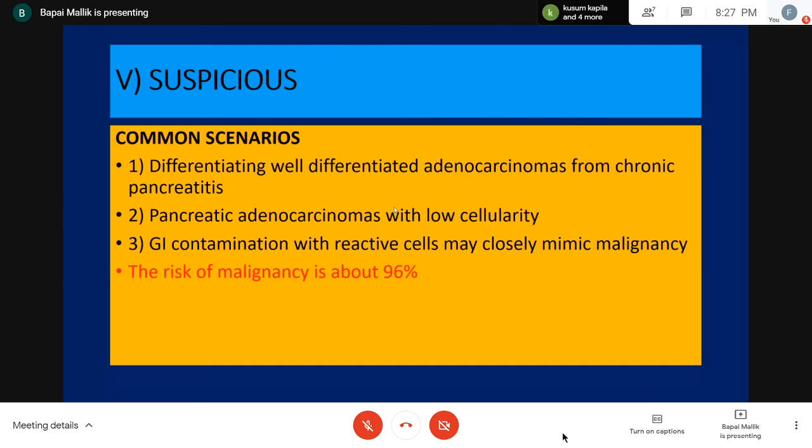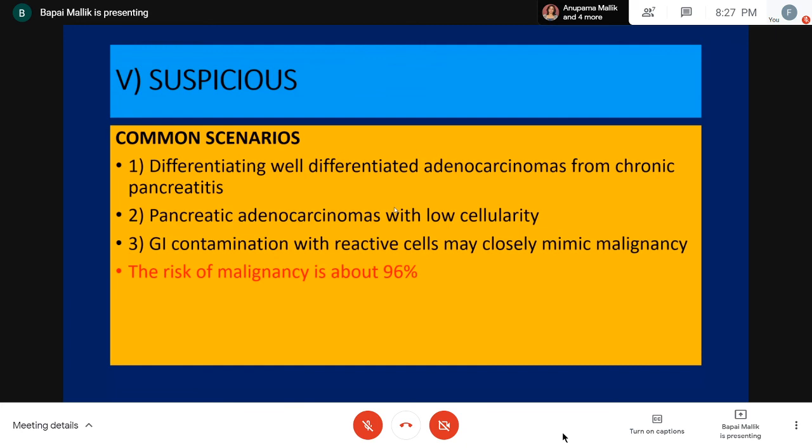Pancreatic adenocarcinomas with low cellularity can be called suspicious. And I said this, you can also put it into the atypical category. Whether you want to put it in atypical or suspicious will depend on you, and the grade and how bad the cells look. Put them into the suspicious category. And sometimes GI contamination with reactive cells can closely mimic malignancy. So these are usually the scenarios in which you put stuff under the suspicious category.